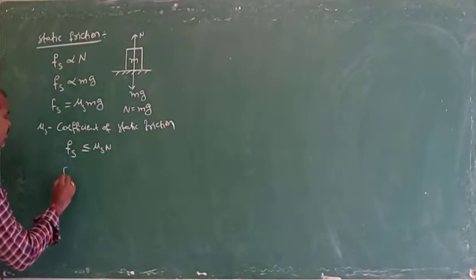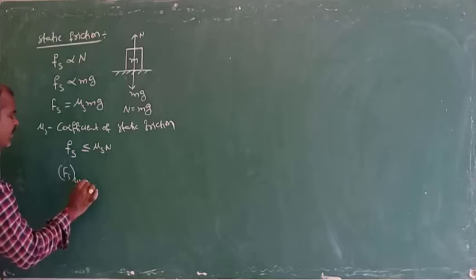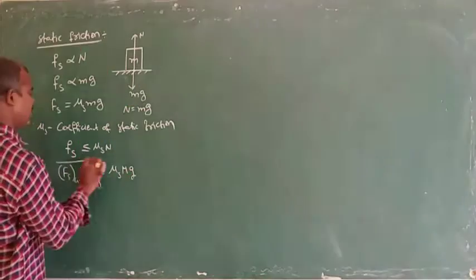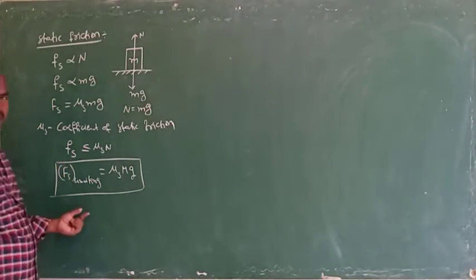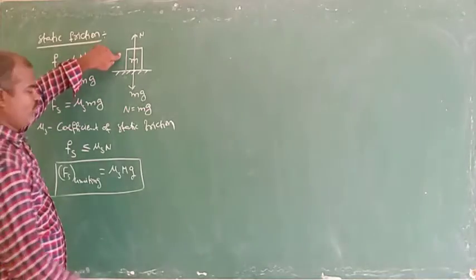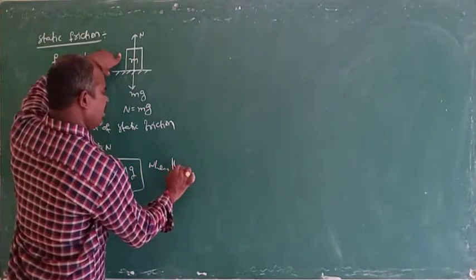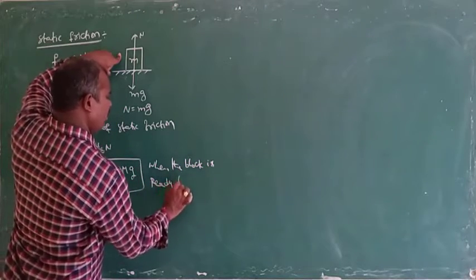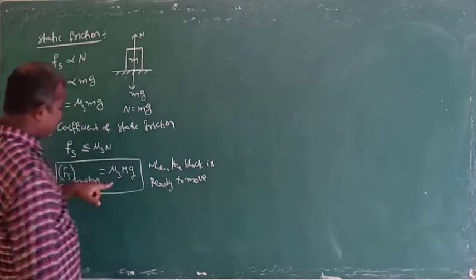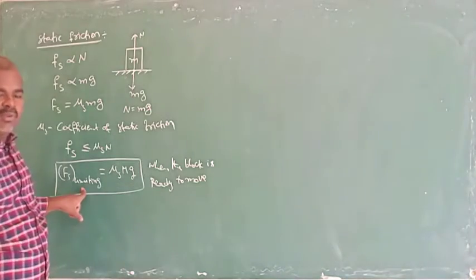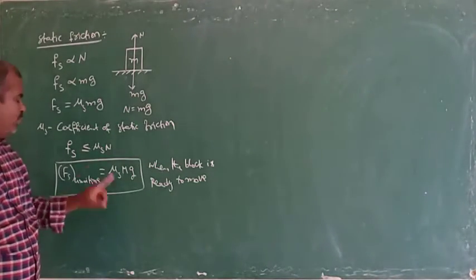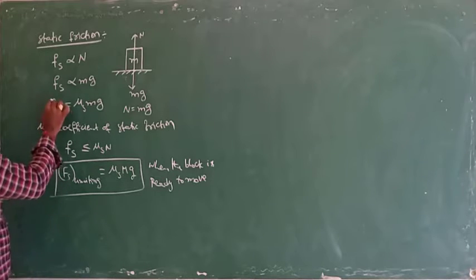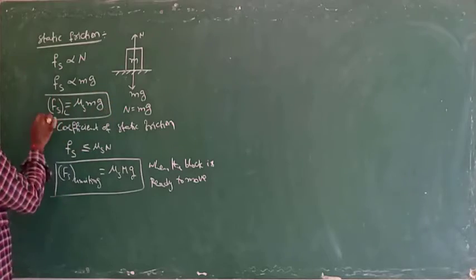Here, the limiting force of friction is equal to mu s into mg. Limiting means when the block is ready to move. The formula for limiting static frictional force is mu s mg. Here, Fs limiting equals mu s mg.